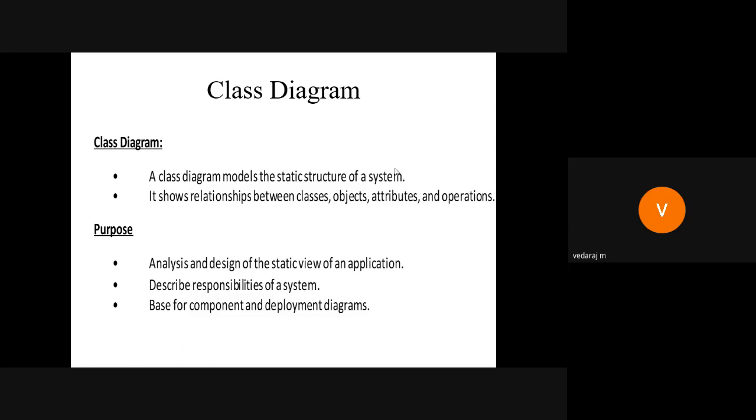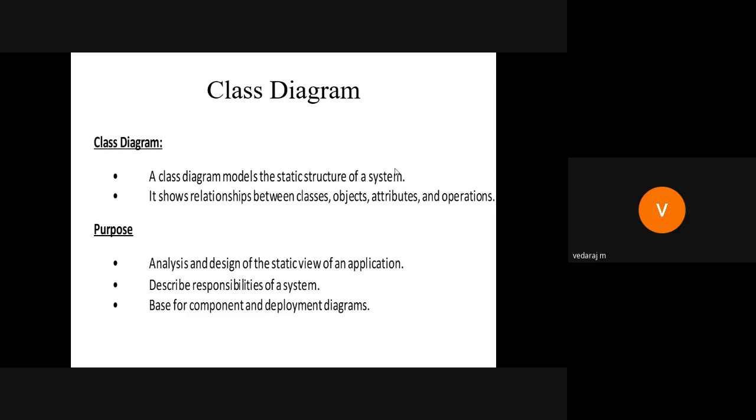Okay, it also describes the responsibility of the system. What is the responsibility of the customer class? What is the responsibility of the patient class? What is the responsibility of the nurse class? What is the responsibility of the college class? So it mainly describes the responsibility of the system. Every class has a responsibility, and describing this is also one of the main purposes of the class diagram.